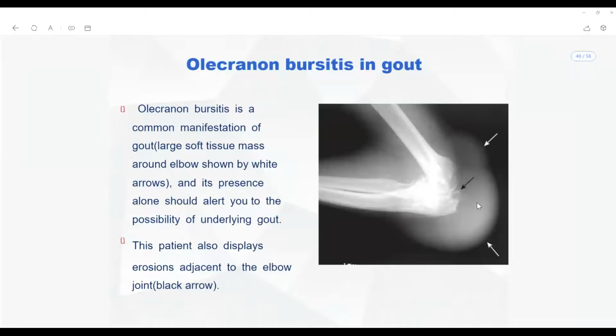You see here, we are going to look at the subchondral cysts that are formed, which suggest that there is an erosive arthritis here. So you can technically say that olecranon bursitis can be a characteristic feature that helps us identify the rat bite sign of gout. Yes, true. You can say it that way.